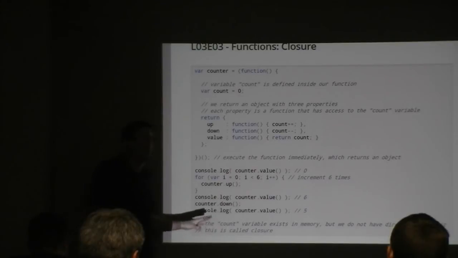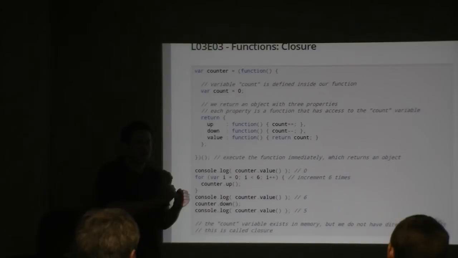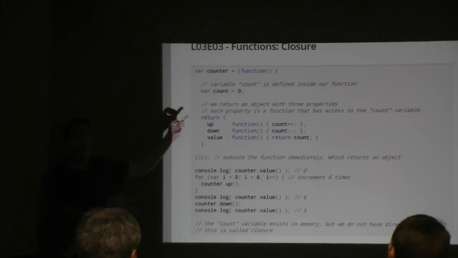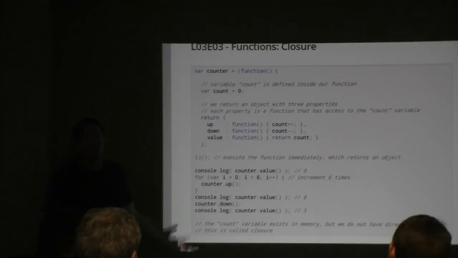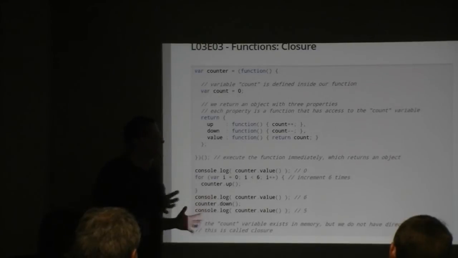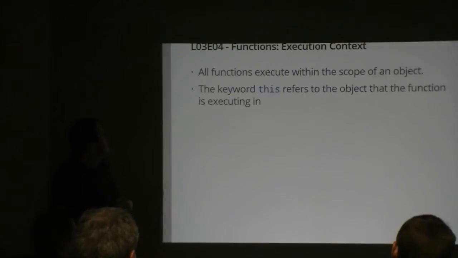So the important thing here is that we have this counter object that has access to this count variable, and we have no access, it's magic access. If we wanted to go in and change count to a string, we can't. It exists in memory, but we can't access it. Some deer in the headlights look, some people are nodding. I'm okay with that. So this is called closure, and this is a source of enormous expressive power for the language.